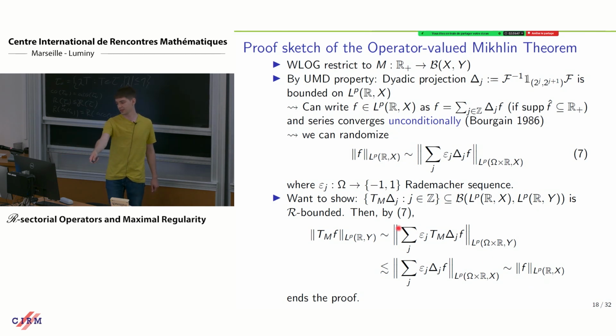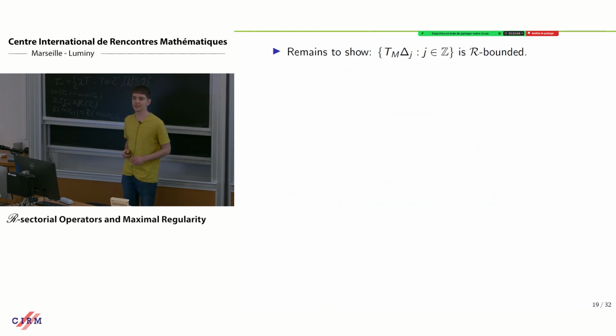And this then just gives the norm bound we wanted to show. So yeah, then this would end the proof, but of course we still have to show that this set here is R-bounded, which is the main part of the proof. So let's go on with that.